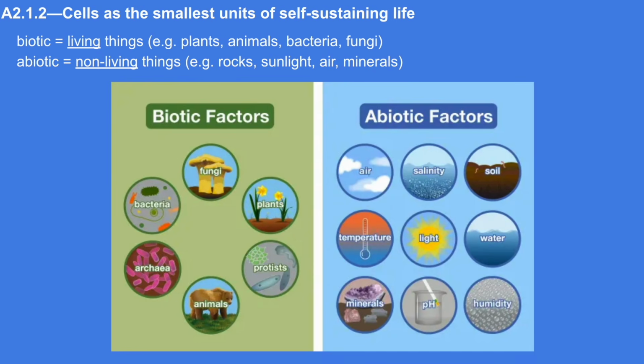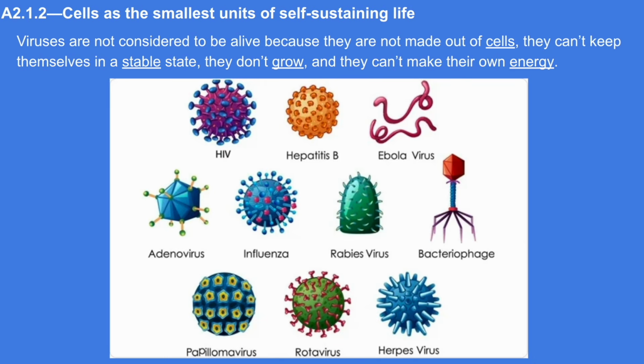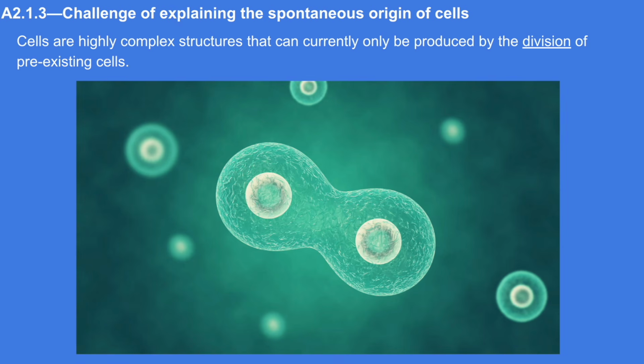Okay, you should know the word biotic refers to living things and abiotic refers to non-living. All living things are made up of cells. They're the smallest unit of life, and cells can only come from pre-existing cells, which then begs the question, where did the first cell come from? Which we're going to answer in a second. Okay, viruses are not considered alive. They're not made out of cells. They can't keep themselves in a stable state. They don't grow. They can't make their own energy, and so they are not considered to be alive.